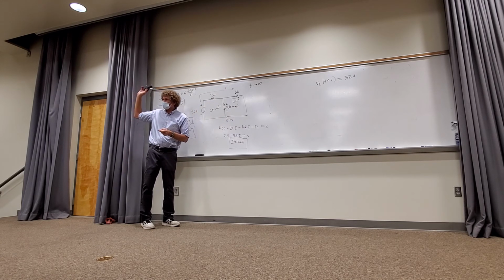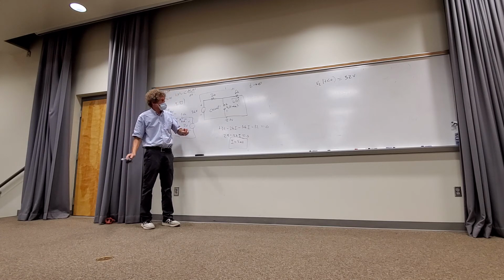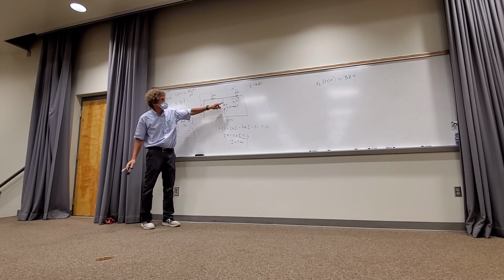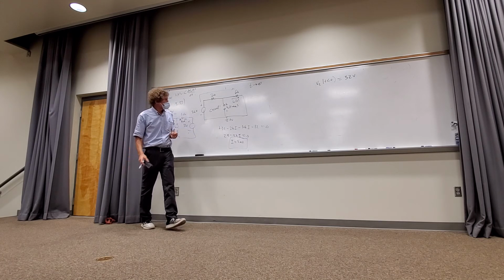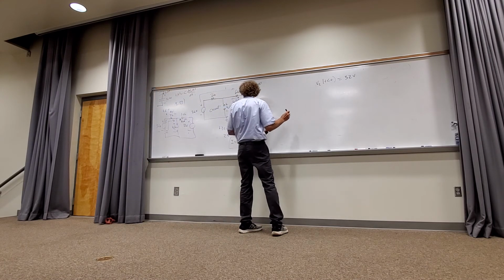Let me see a show of hands here if you agree with that. Now, can you all see that the voltage across that is really the voltage across that 6K, isn't it? If I was to redraw that, it would look like this.